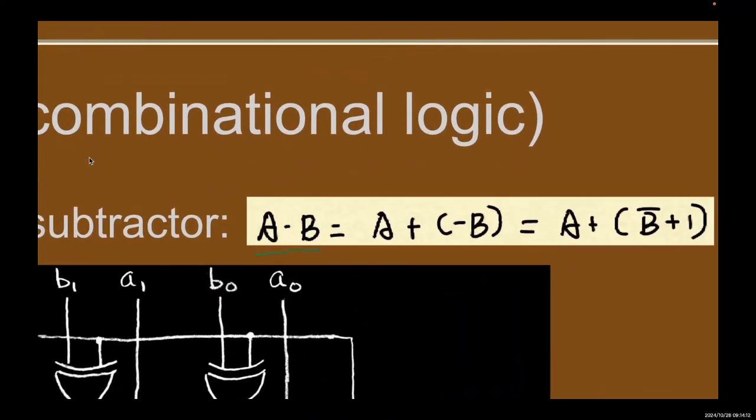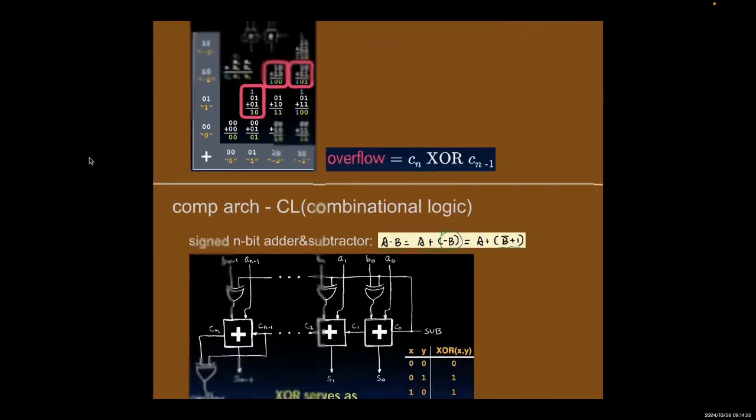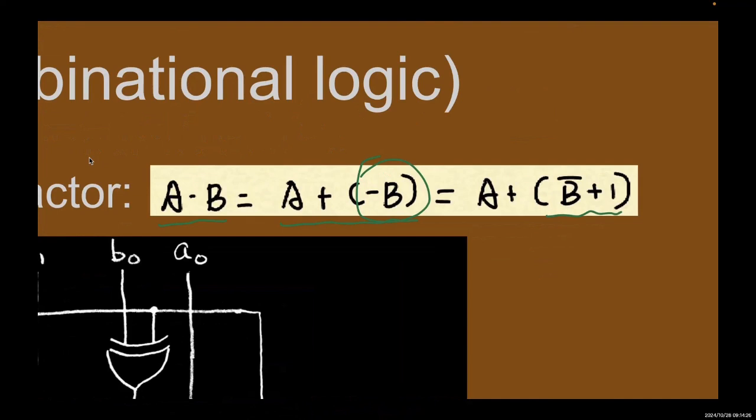And A minus B in signed numbers is the same as A plus minus B, and in signed numbers minus B is equal to flip all the bits and plus 1. We just reviewed it, right? Is that clear? Okay, so we can do some very clever stuff here.